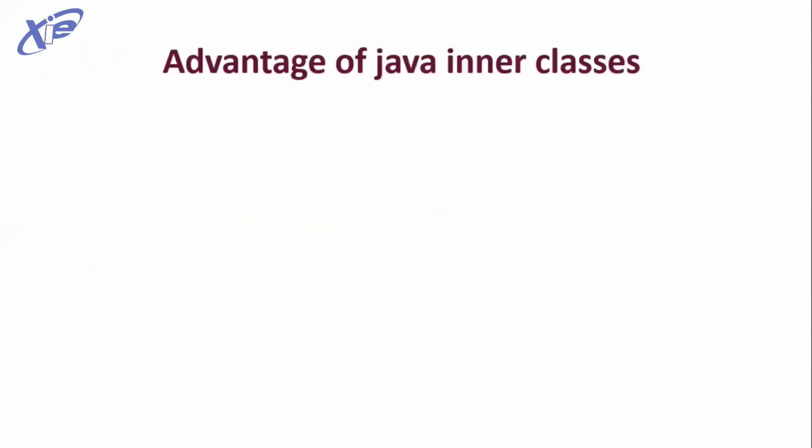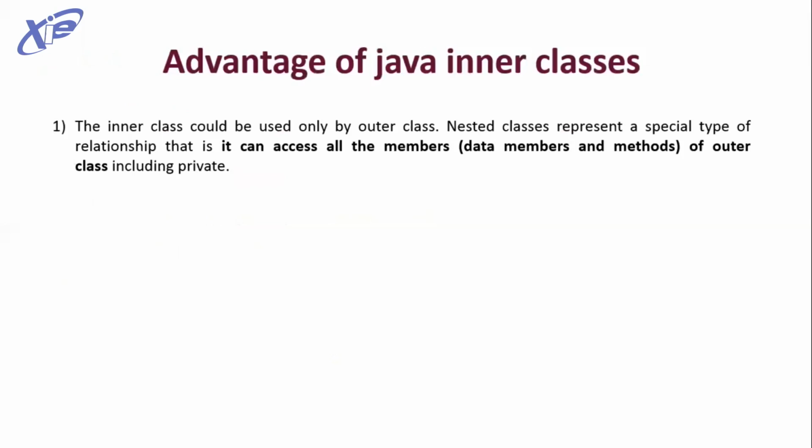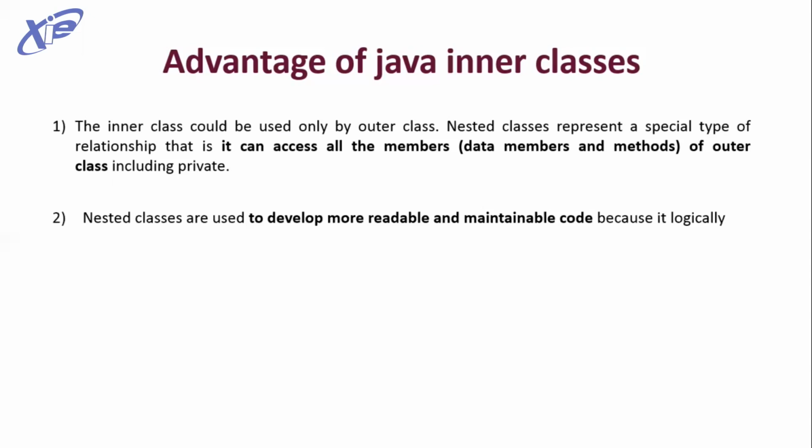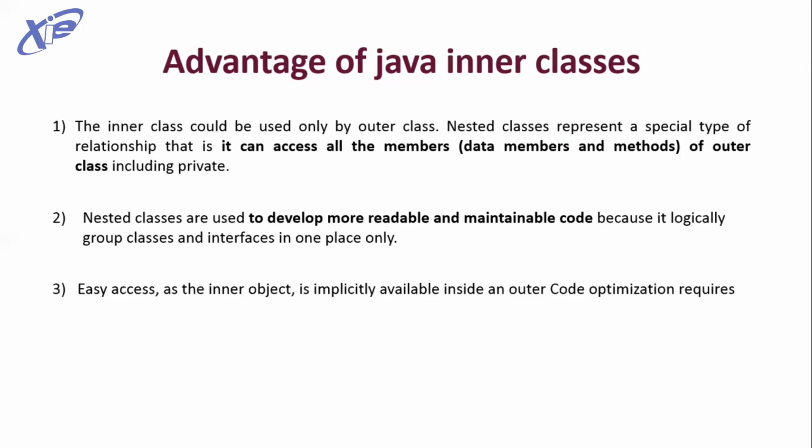Now, what are the advantages of using inner classes? An inner class could be used only by the outer class. So we can say nested classes represent a special type of relationship. That is, it can access all the members, the data members and the methods of the outer class, including private members. And nested classes are used to develop more readable and maintainable code because they logically group classes and interfaces in one place only. It provides easy access as the inner object is implicitly available inside the outer code. For code optimization, it requires less code to write.